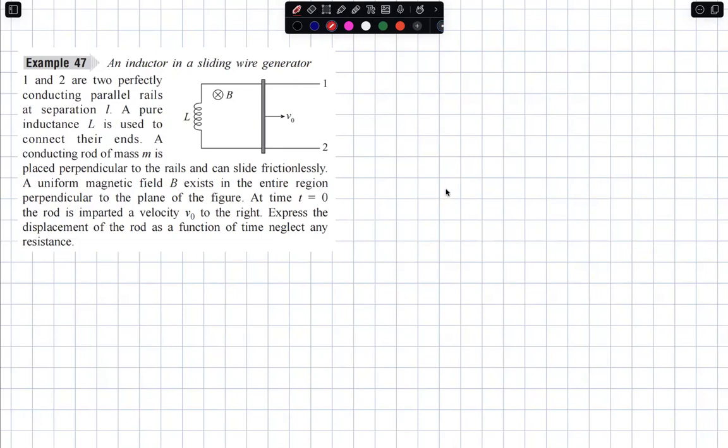An inductor in a sliding wire generator. Here 1 and 2 are two perfectly conducting parallel rails with a separation L. A pure inductor L is used to connect them.